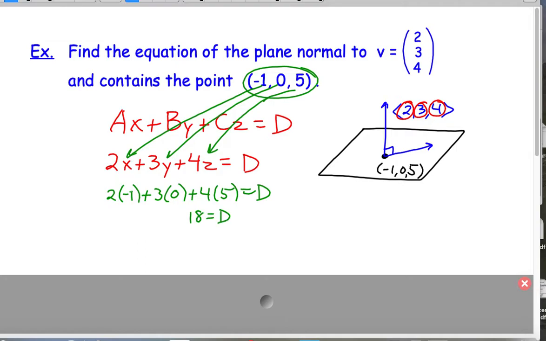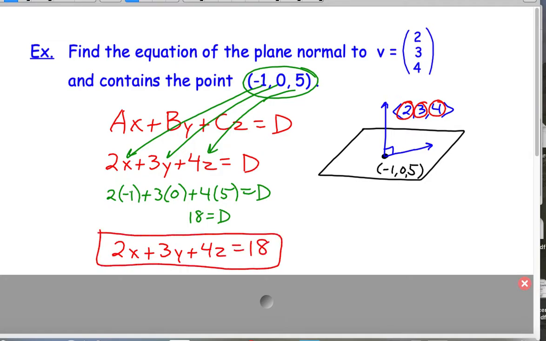So therefore, the final answer, the equation of my plane, is going to be 2x plus 3y plus 4z equals 18. And it's easy as that. So as long as you have those two important pieces of information, just like if you have the slope and a point in 2 dimensions, you can get the equation of the line. So if we have the normal vector and a point, we can get the equation of the plane.